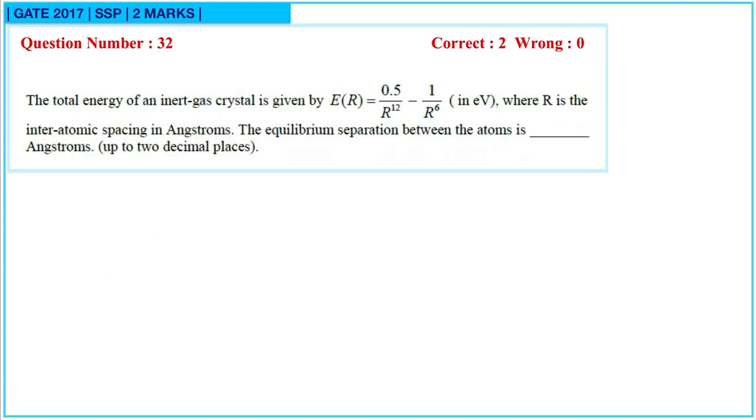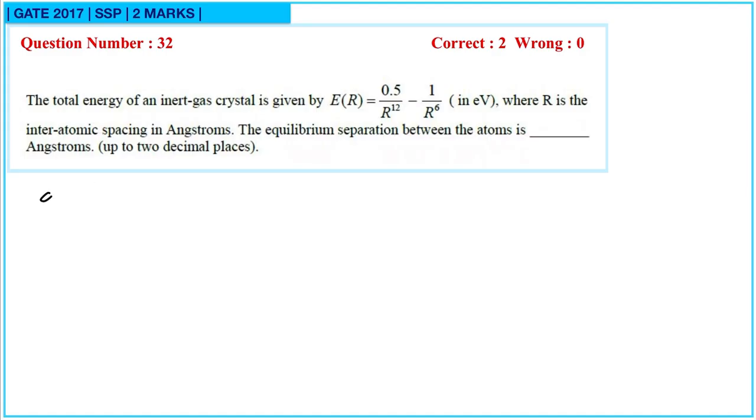Next question. The total energy of an inert gas crystal is given by E of R is 0.5 upon R raised to 15 minus 1 upon R raised to 6, where R is the interatomic spacing in angstrom. The equilibrium separation between the atoms is.